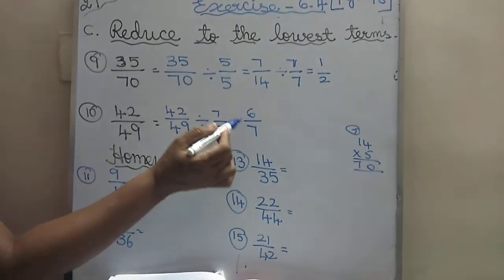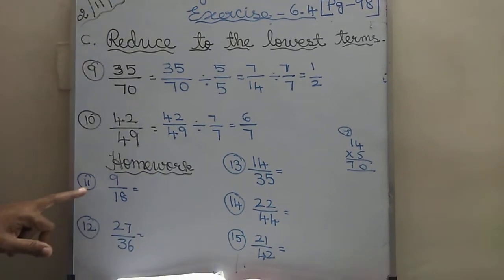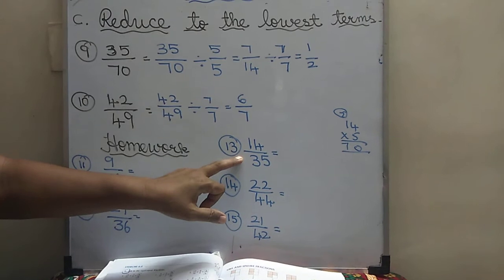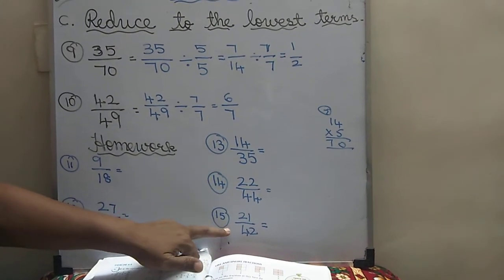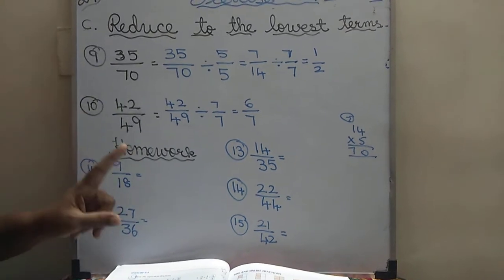Okay children? 10 sums I have taught and now I have given homework. See: 9 by 18, 27 by 36, 14 by 35, 22 by 44 and 21 by 42. These 5 sums are homework you have to do.